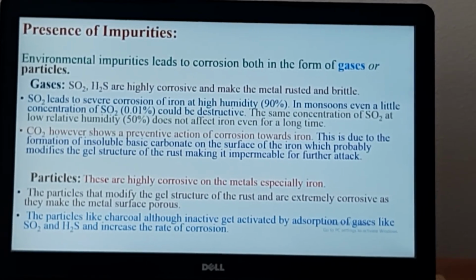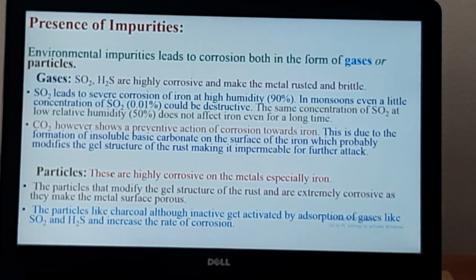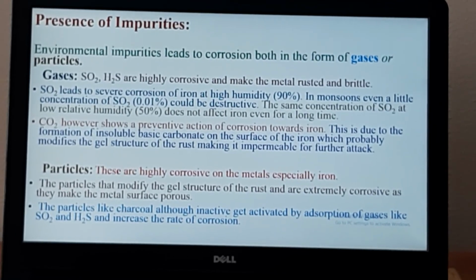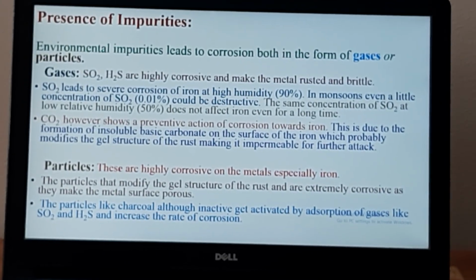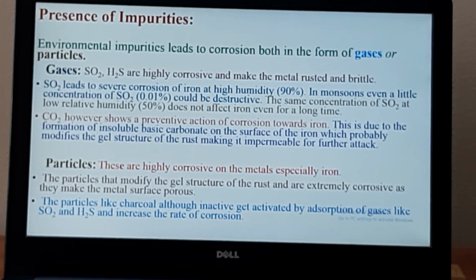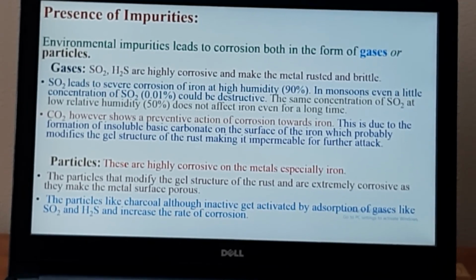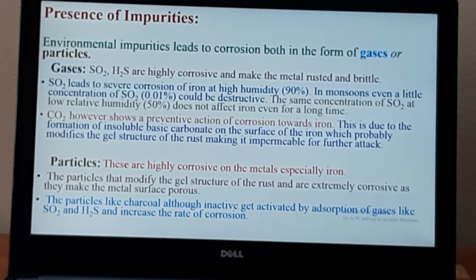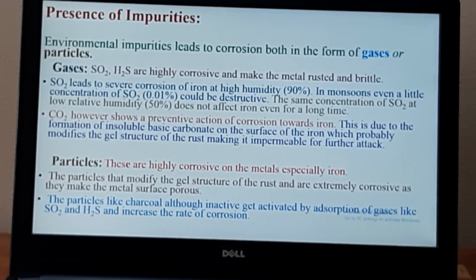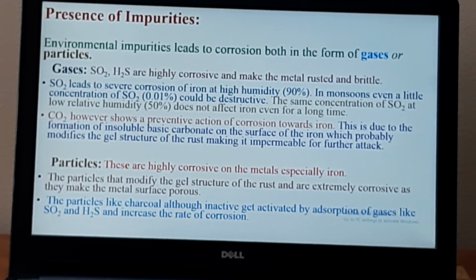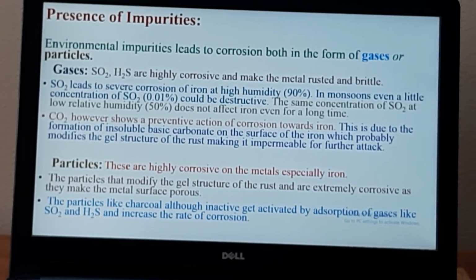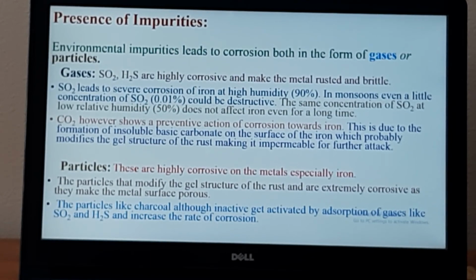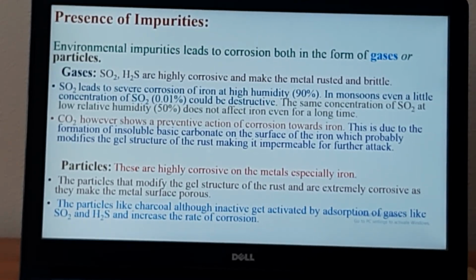Gases and particles are other important factors. If the gases are there in the form of acidic gases such as sulfur dioxide and hydrogen sulfide, they are highly corrosive and the metals rust very fast in these gases. Similarly, if particles are present in the atmosphere along with these acidic gases, even charcoal, which is inactive, gets activated and makes the metal rust very fast.